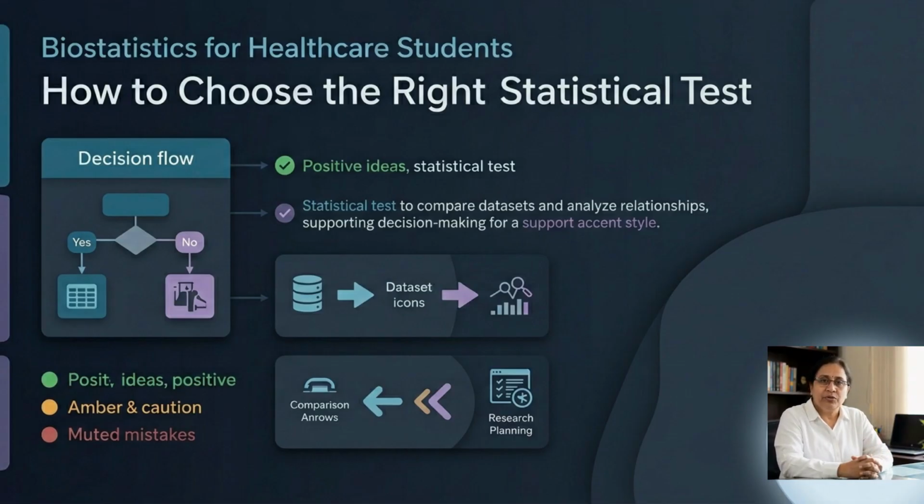Now we move to one of the most practical questions students ask in research. How do I choose the right statistical test? This is where many learners feel stuck because there are many test names which can seem confusing at first. But the good news is this. Choosing the right test becomes much easier when you follow the correct logic.